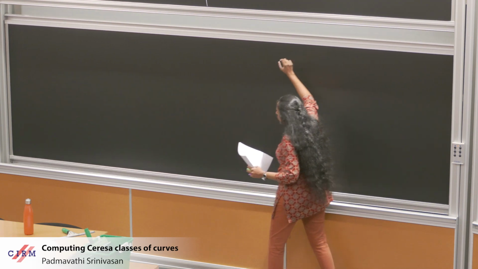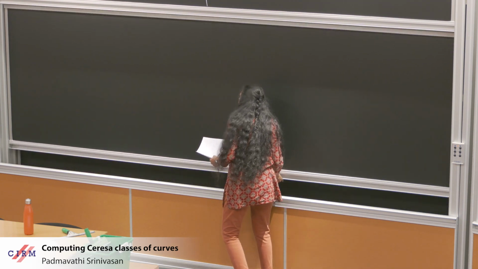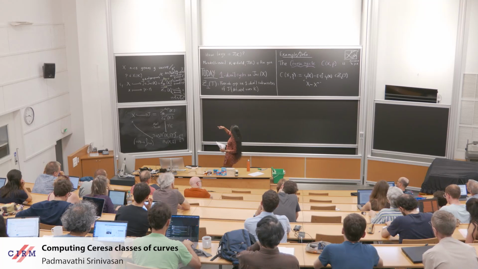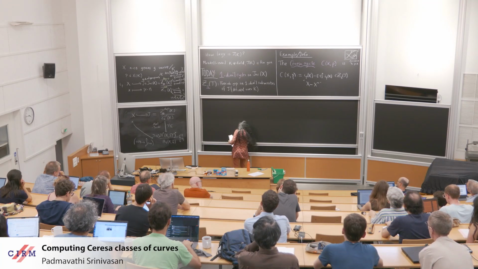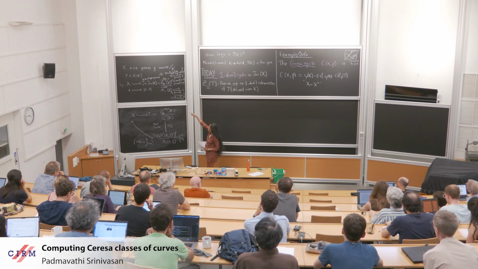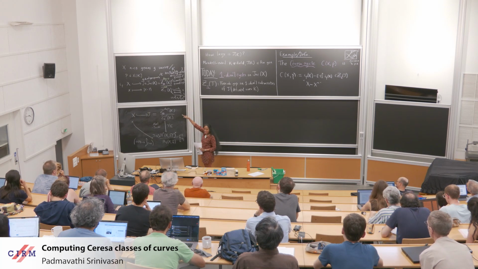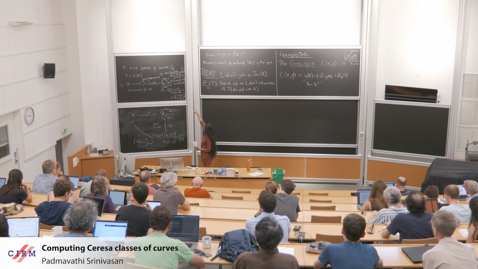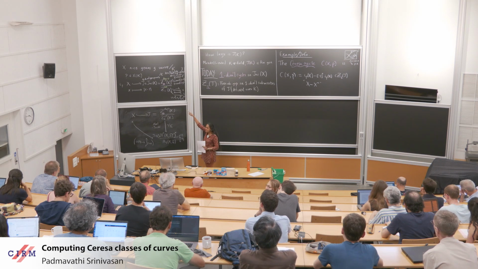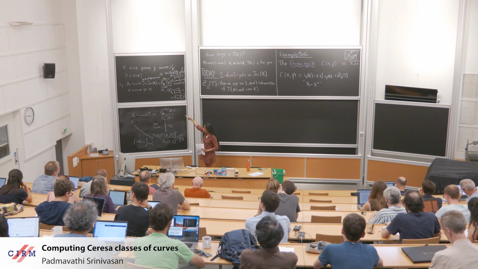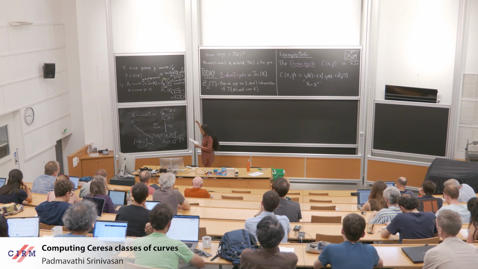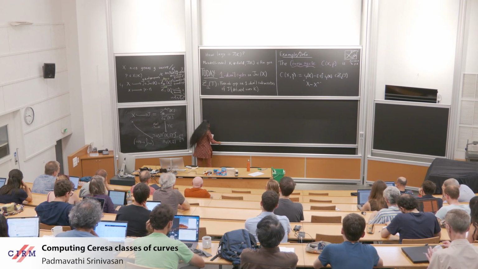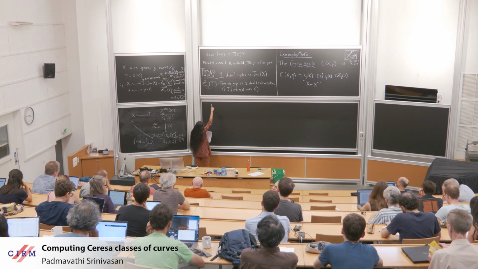Just like we had, in the case of zero cycles on curves, we had all these subgroups, the subgroup of degree 0 cycles, the subgroup of rationally trivial cycles. There's a similar sequence of subgroups inside the Z1 of J.